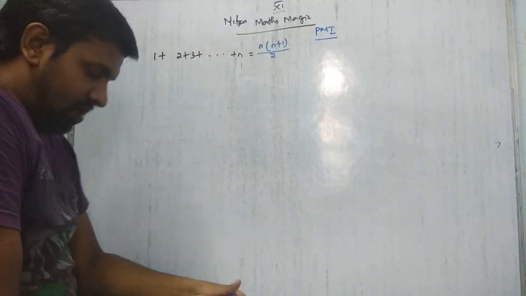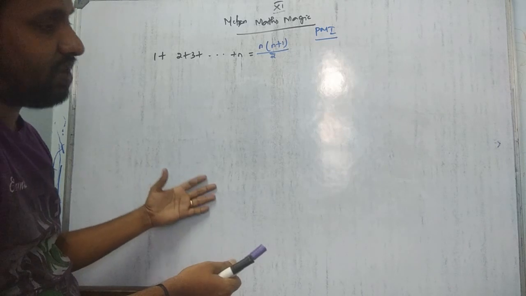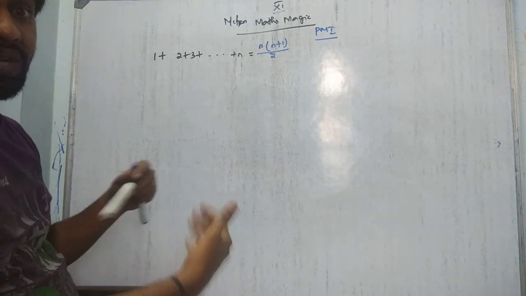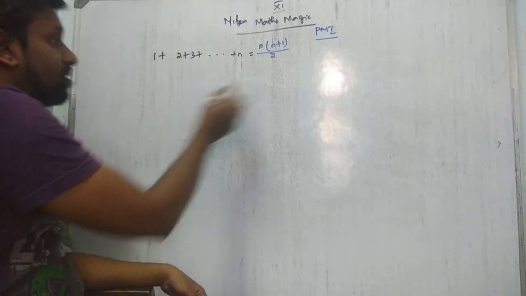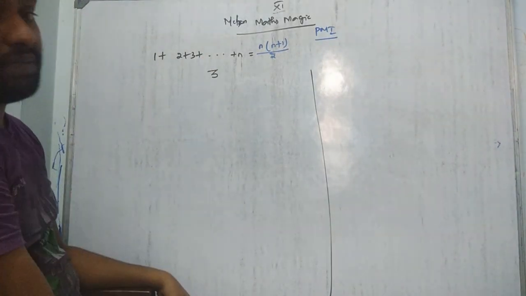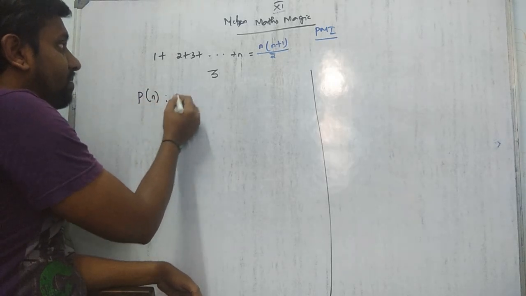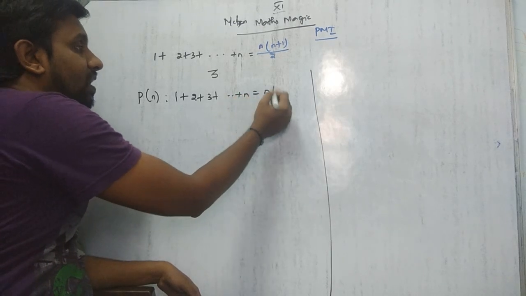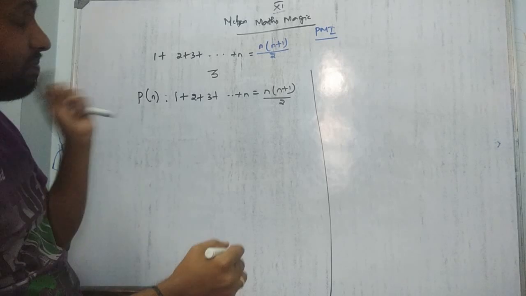So first, there are three cases. They may ask you for 6 marks or in the 4 marks, so you should read the textbook. You need more information about the principle of mathematical induction. How to prove this one? I already told you that there are three cases to prove the sum by mathematical induction. First, whatever question they give you, imagine P of n. Whatever the question they may give, imagine P of n.